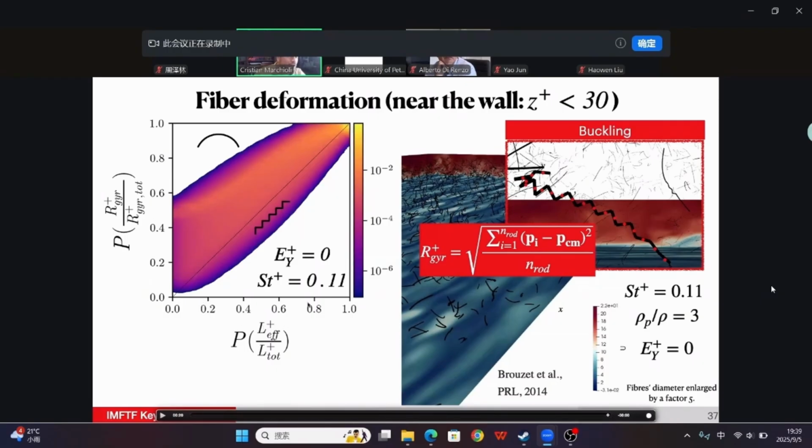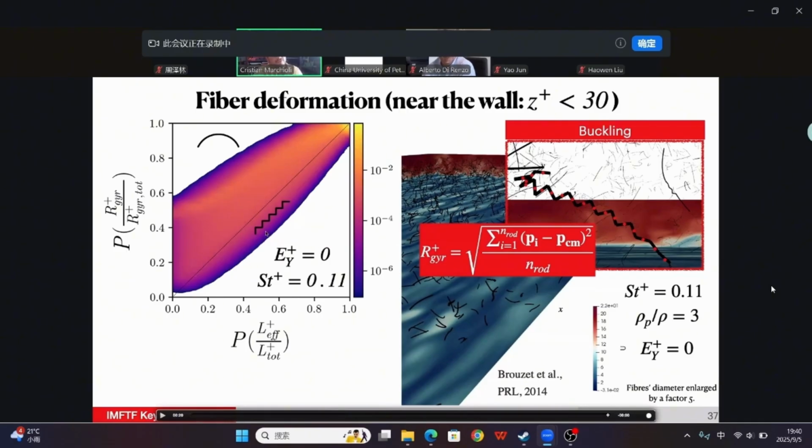So here, this is a joint probability of the radius of gyration and the effective end-to-end distance. Both are normalized for fibers that have no rigidity and basically no inertia. So when we are close to 1 here in this plot, it means that the fiber is not deformed. The straight fiber has this probability equal to 1. If we go towards 0, this corresponds to very strong deformation events. So what you can see here is that the highest probability, this sort of yellow, is for very weak deformation events. But we do have finite probabilities of having a much stronger bending.